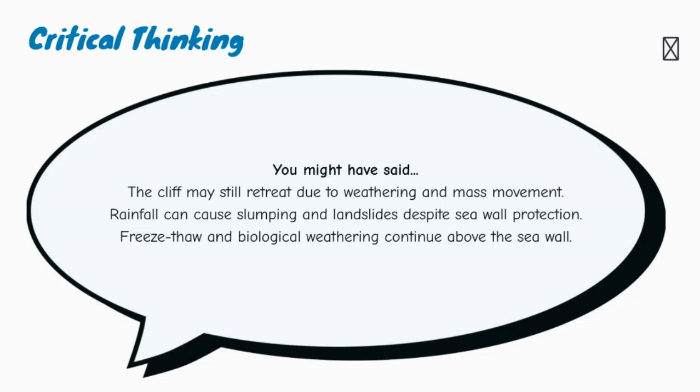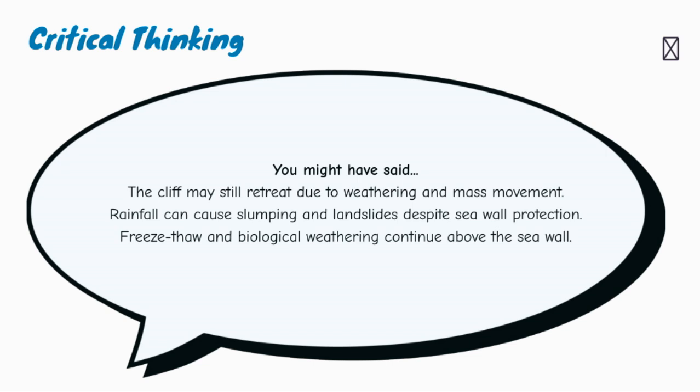You might have said that the cliff may still retreat because of weathering and mass movement. That is correct. You might also have said that rainfall can cause slumping and landslides even if a seawall protects the cliff base. That is a strong point. Freeze-thaw and biological weathering can also continue above the seawall.